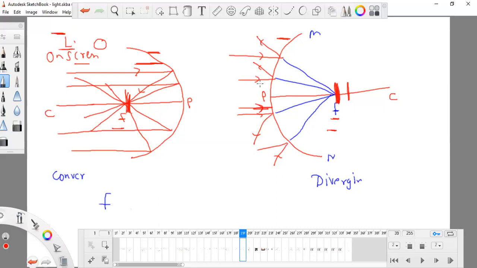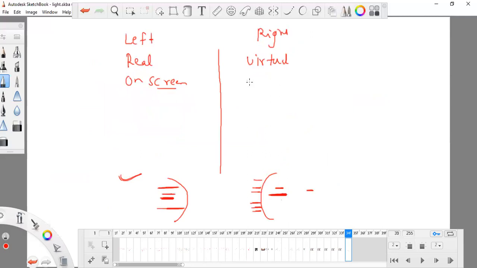Virtual and behind the screen. So these are the two basic differences between concave and convex mirrors. Remember about that.